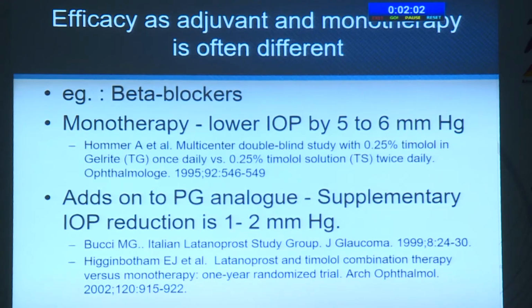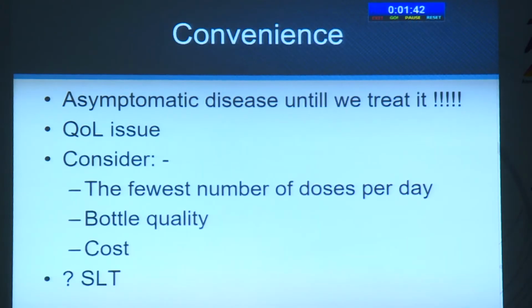Now this is a very important pearl: the efficacy of the same molecule as an adjunct is different than when it is used as a monotherapy. For example, a beta blocker as monotherapy lowers IOP by 5 to 6 millimeters of mercury, but when it is added to a PG analog as an adjunct, the supplementary reduction is only 1 to 2 millimeters of mercury.